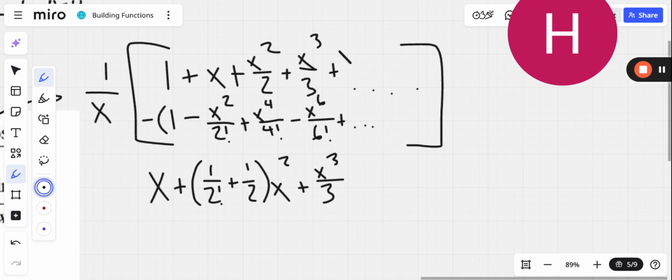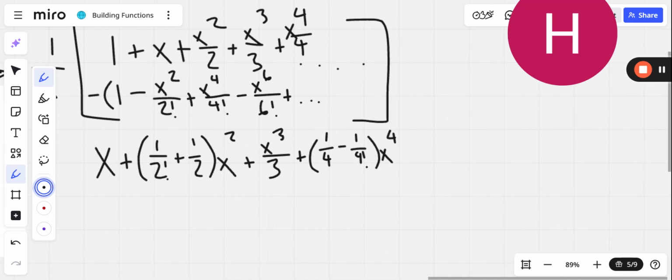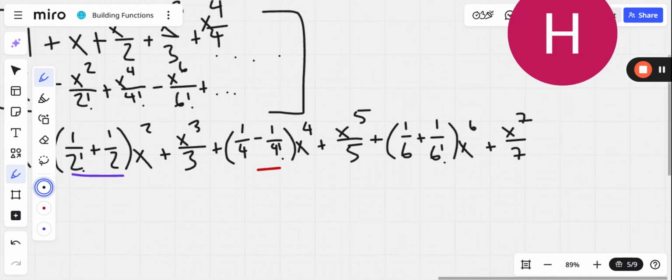So then we're going to have x to the 4 over 4, by the way. Let's factor that out. This is going to be 1 over 4 minus 1 over 4 factorial, x to the 4, and then we kind of have a pattern here. So we see that this term is going to be a positive on the factorial, this one's going to be a negative on the factorial, and it just kind of alternates like that. So if I wanted to put some more terms, this would be x to the 5 over 5, and then I would have positive 1 over 6 plus 1 over 6 factorial, x to the 6th. Then we would have x to the 7 over 7, and then this next one would be 1 over 8 minus 1 over 8 factorial, x to the 8th, and so on and so forth, right?